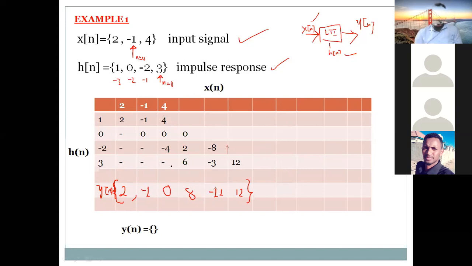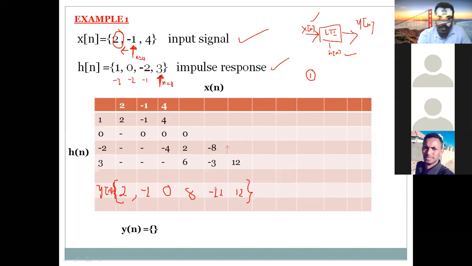Now the question is, where is the arrow for the output? For the input, where is the arrow? At -1. For the impulse response, where is the arrow? At 3. Okay, now how many samples to the left of the arrow for the input? We have only 1 sample to the left.